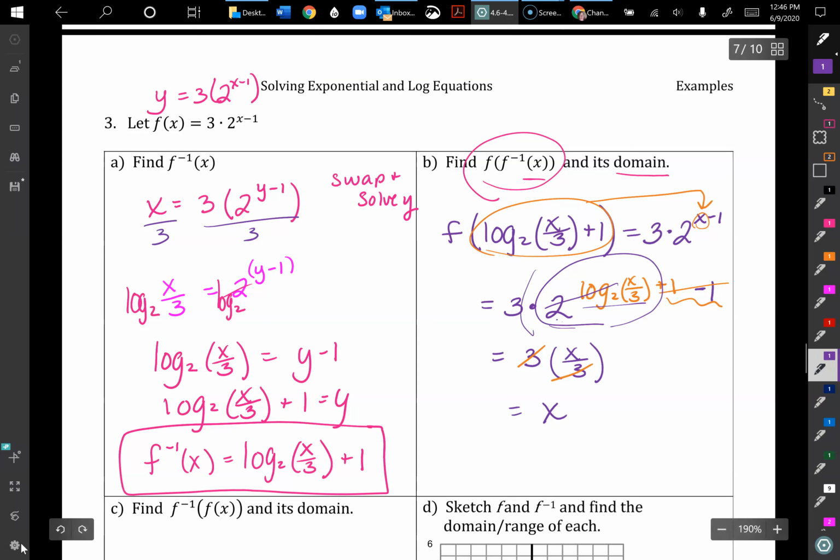So this is understood to have parentheses around it too, so it's okay to go ahead and use that property. So my x has to be greater than 0 based on my inner function of f inverse. So that's the log one, and that would be my answer.